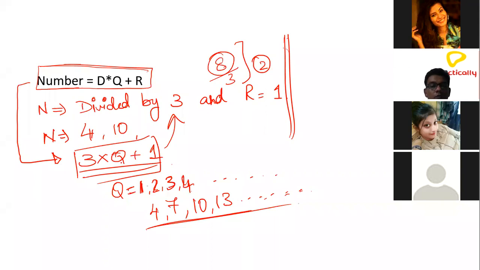When you put Q as 1, what do you get? 4, that's what you got. When you put Q as 2, what do you get? 7, that's what you got. When you put Q as 3, what do you get? 10. So all these values will now be giving a remainder of 1 when divided by 3. Got it? Yes, sir. Okay.